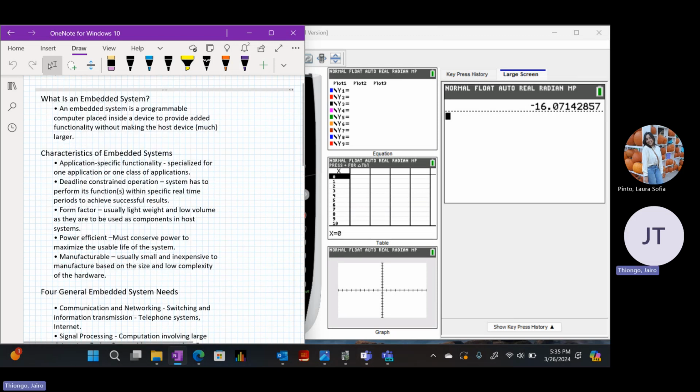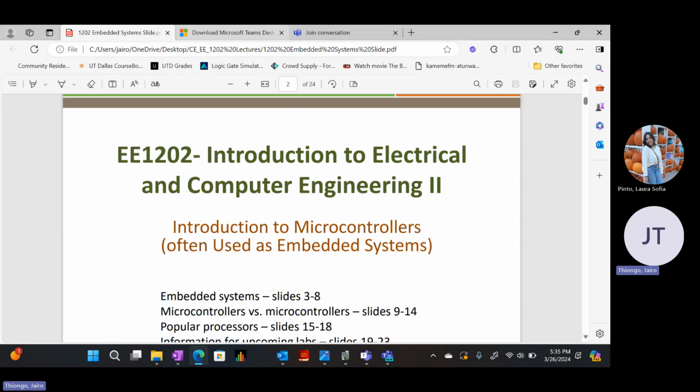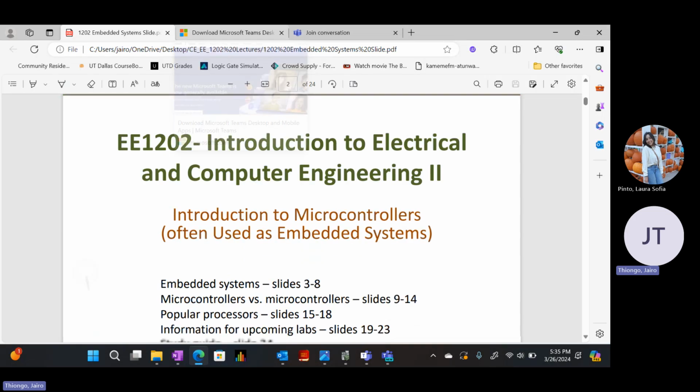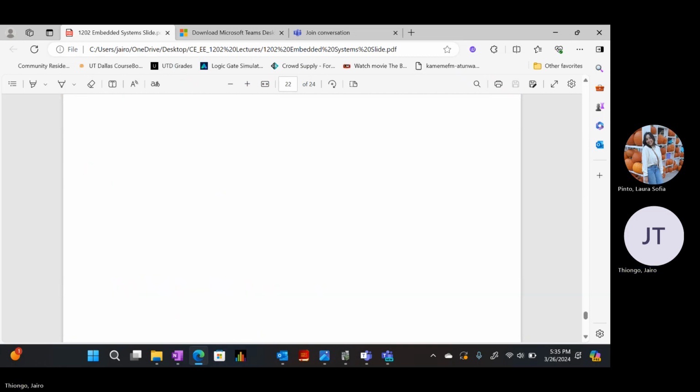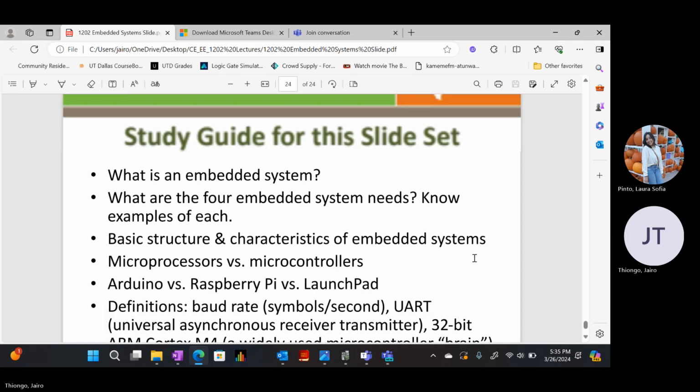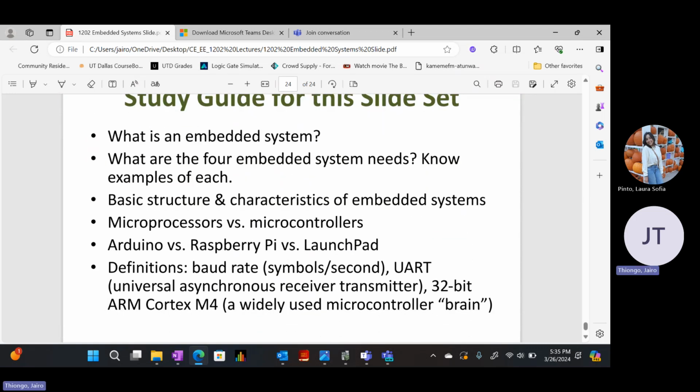All right. What is an embedded system? That's one of the things that the students are expected to know. They can find this information in the professor's slides, towards the very end of this specific slide. The professor has given what he expects the students to know. They are expected to know what an embedded system is, the 4 types of embedded system needs, and examples of each. They are also expected to know the basic structure and characteristics of embedded systems.